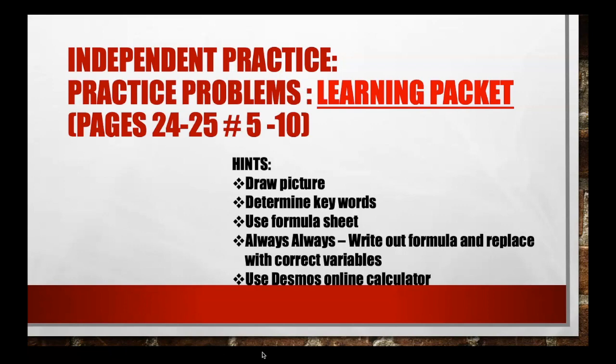So your independent practice for today is again from your learning package. We're going to be looking at pages 24 and 25, and you will be doing numbers 5 through 10. So 5, 6, 7, 8, 9, and 10. And again, your helpful hints: draw a picture when you need to, determine your keywords, use your formula sheet. That is always a plus. Always put your formula at the top of your paper. And always, always write it out, replace with the correct variables, and then use your Desmos online calculator or your scientific calculator and break it out into your parts if you need to.